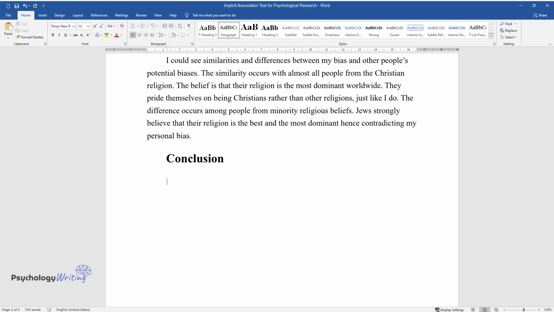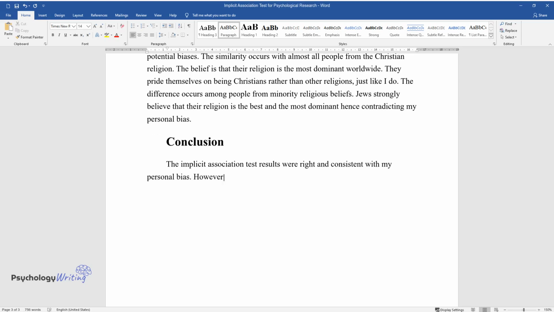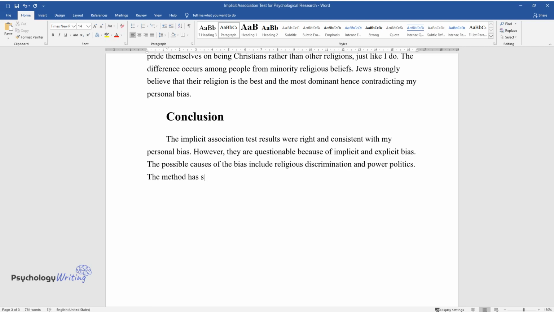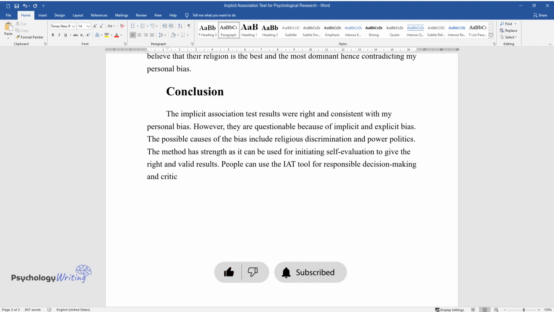Conclusion. The implicit association test results were right and consistent with my personal bias. However, they are questionable because of implicit and explicit bias. The possible causes of the bias include religious discrimination and power politics. The method has strength as it can be used for initiating self-evaluation to give the right and valid results. People can use the IAT tool for responsible decision-making and critical thinking.